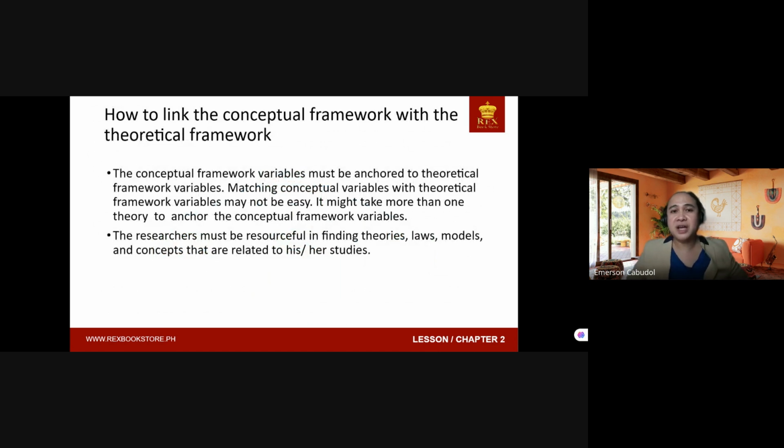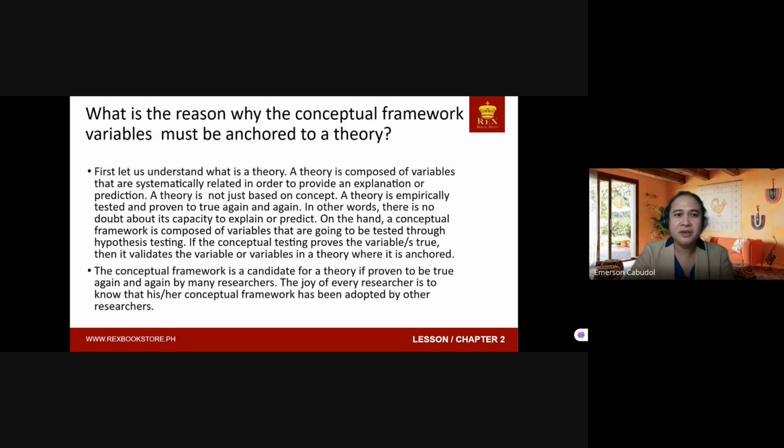The conceptual framework, which outlines the variables in the study, should be grounded in established theories. Linking conceptual variables to the theoretical framework can be challenging and may require drawing from multiple theories or laws or models or concepts to adequately support the research. Researchers must be resourceful in identifying relevant theoretical underpinnings for the study. What is the reason why the conceptual framework variables must be anchored to the theory?